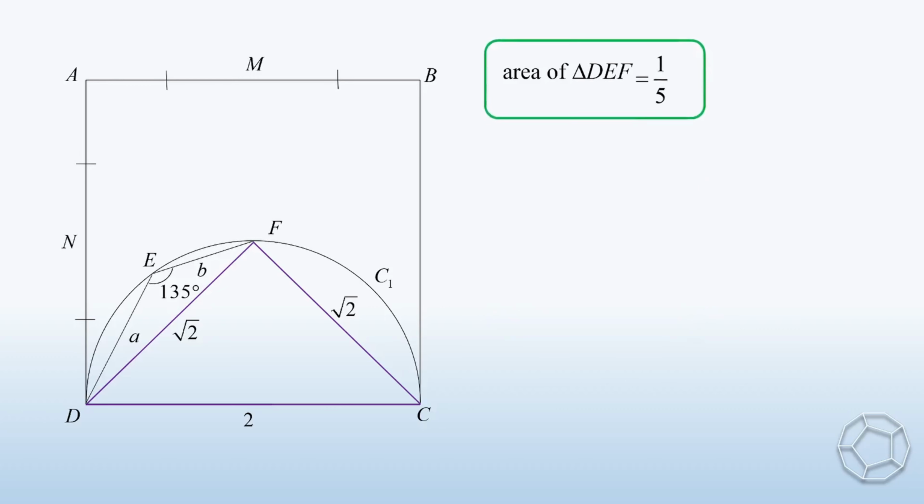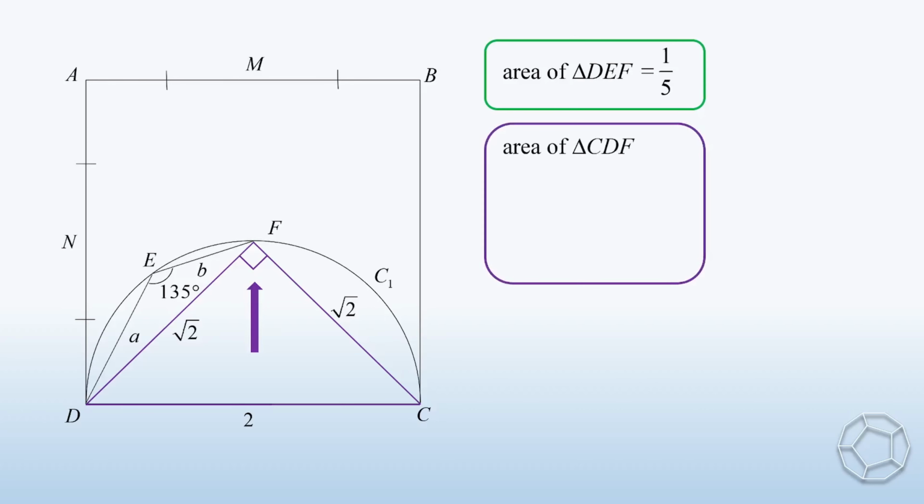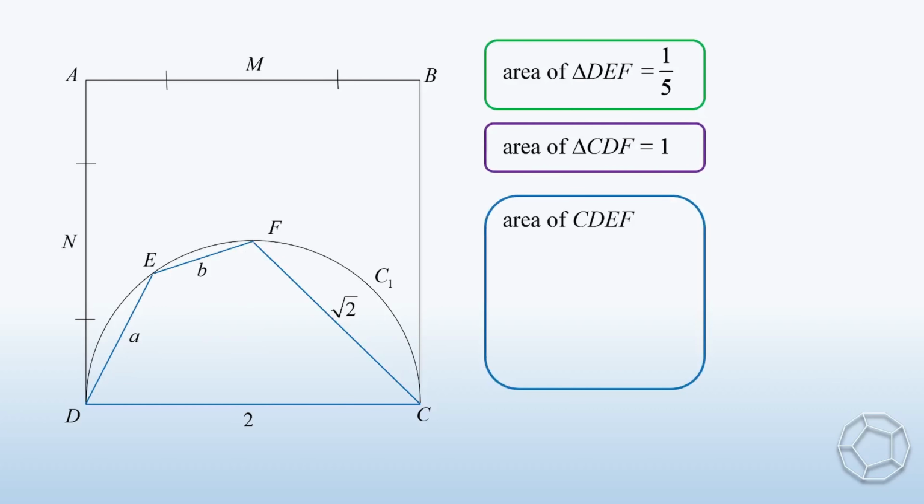For the purple one, it is a right-angled triangle by properties of the square. So the area is simply 1 over 2 times square root 2 times square root 2, which is equal to 1. Therefore, we get the area of CDEF, which is the sum of these two parts. Again, it is equal to 6 over 5.